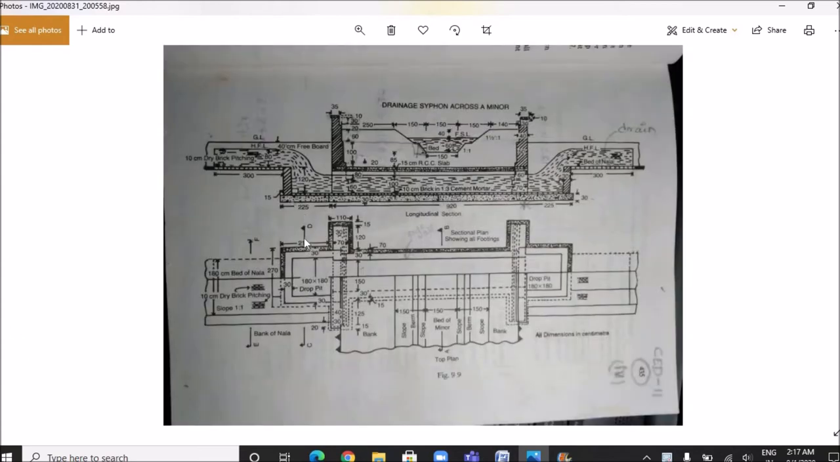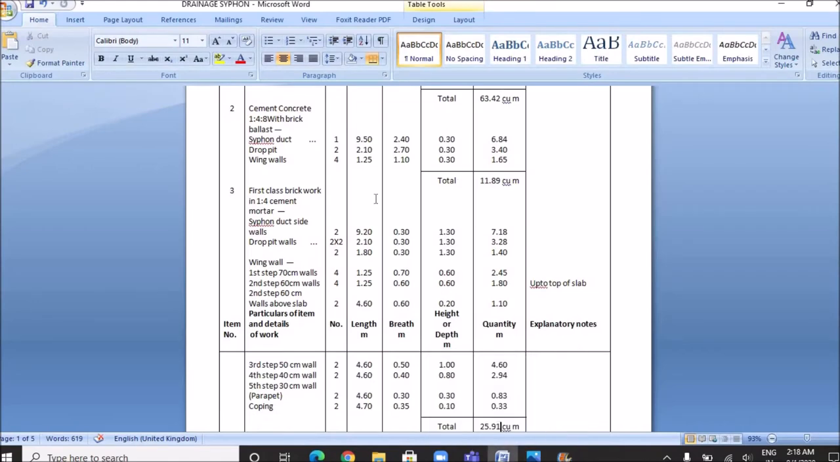And what is the number? For one side, it is 2 in number. The length will be provided on this side and this side. So for two sides, it is 2 into 2. So the quantity is calculated as 2 into 2 into 2.1 meter length into 0.3 meter breadth and 1.3 meter height, which is equal to 3.28 cubic meter.